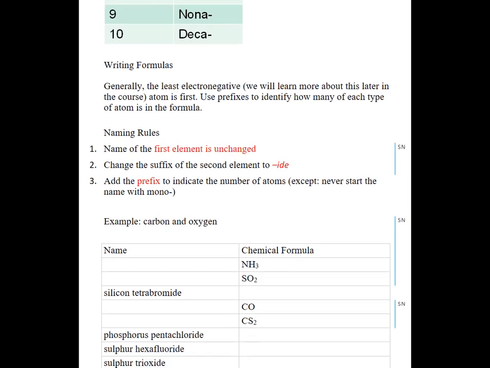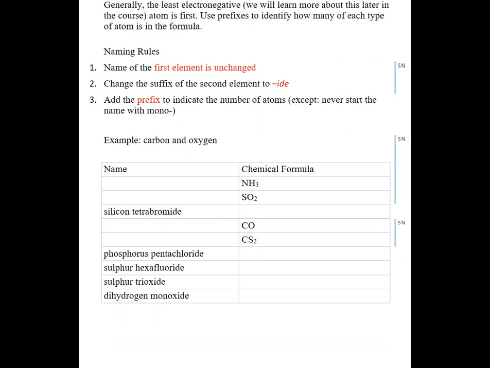Okay. The rules are formally written here, and there's some examples for you to try. Good luck. Ask if you need it.